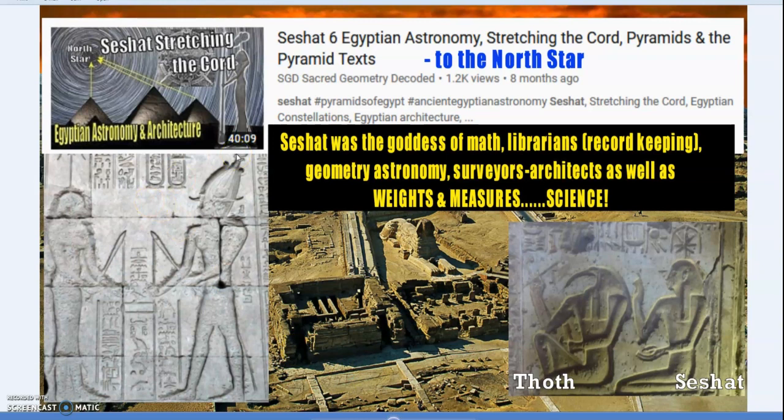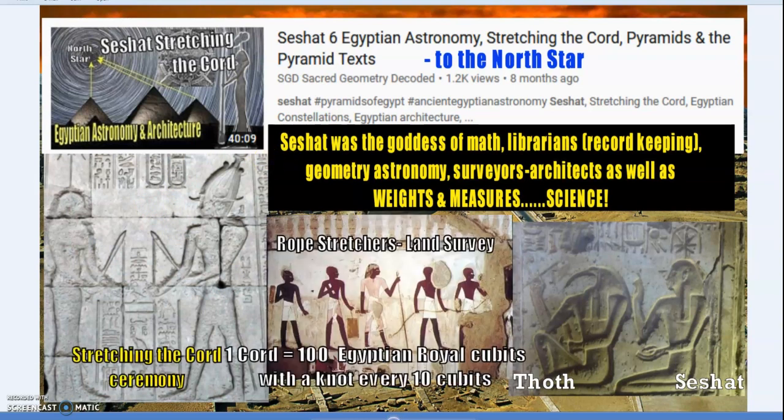But Seshat was the goddess of math, librarians, record keeping, geometry, astronomy, surveys, architects, weights and measures, science in general. Now, in ancient Egypt, one cord, which was used by the rope stretchers for land survey. So when the Nile flood came in, it would sometimes take away land, and the landholder would have his land measured and his tax adjusted accordingly.